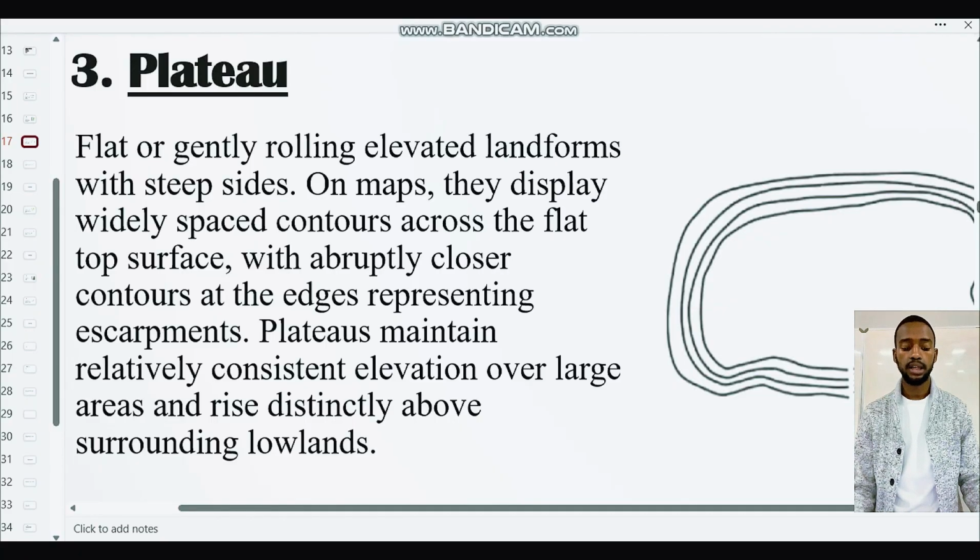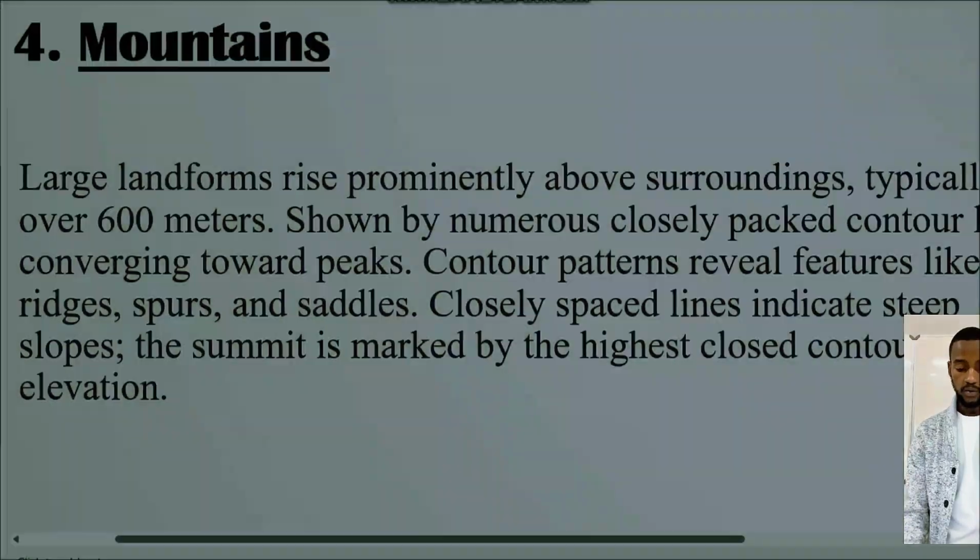On maps, they display widely spaced contours across that flat top surface, but on the sides, closer contours at the edges representing escarpments. These plateaus maintain relatively consistent elevation over large areas, and they rise distinctly above the surrounding lowlands. We go to the last one, which is the mountains.